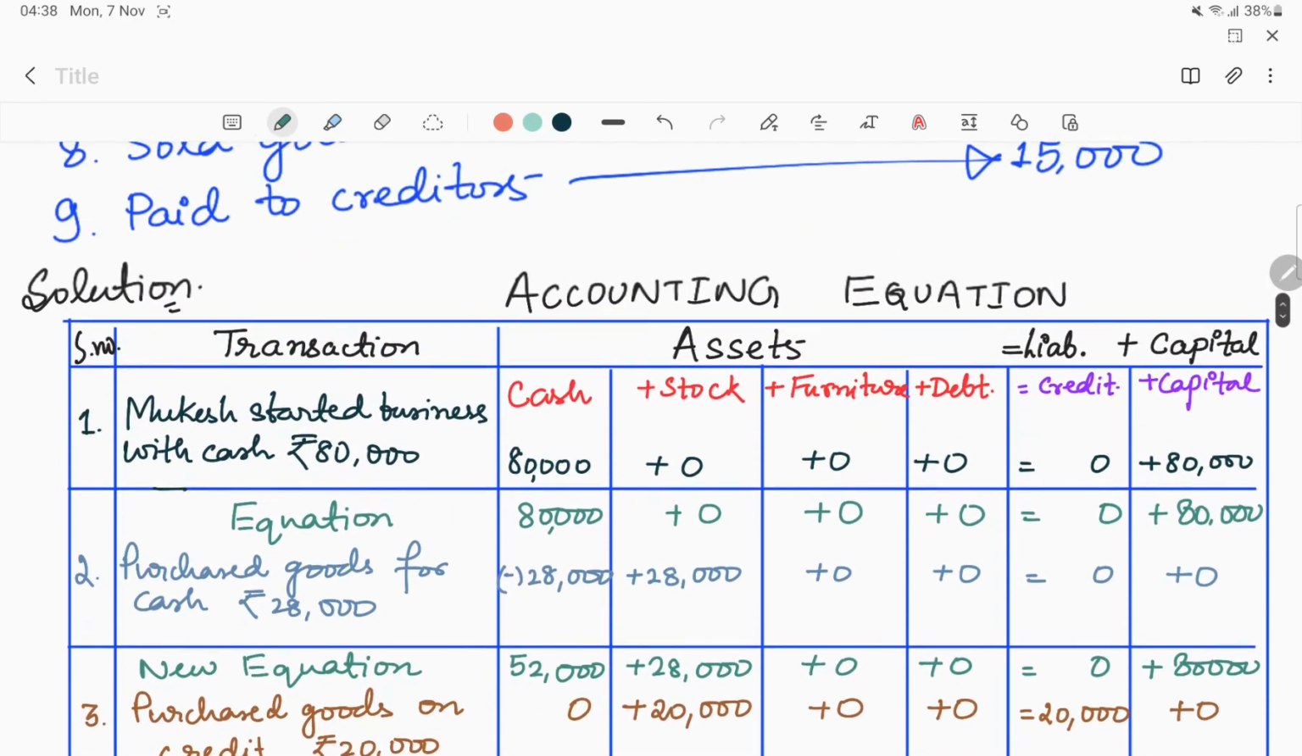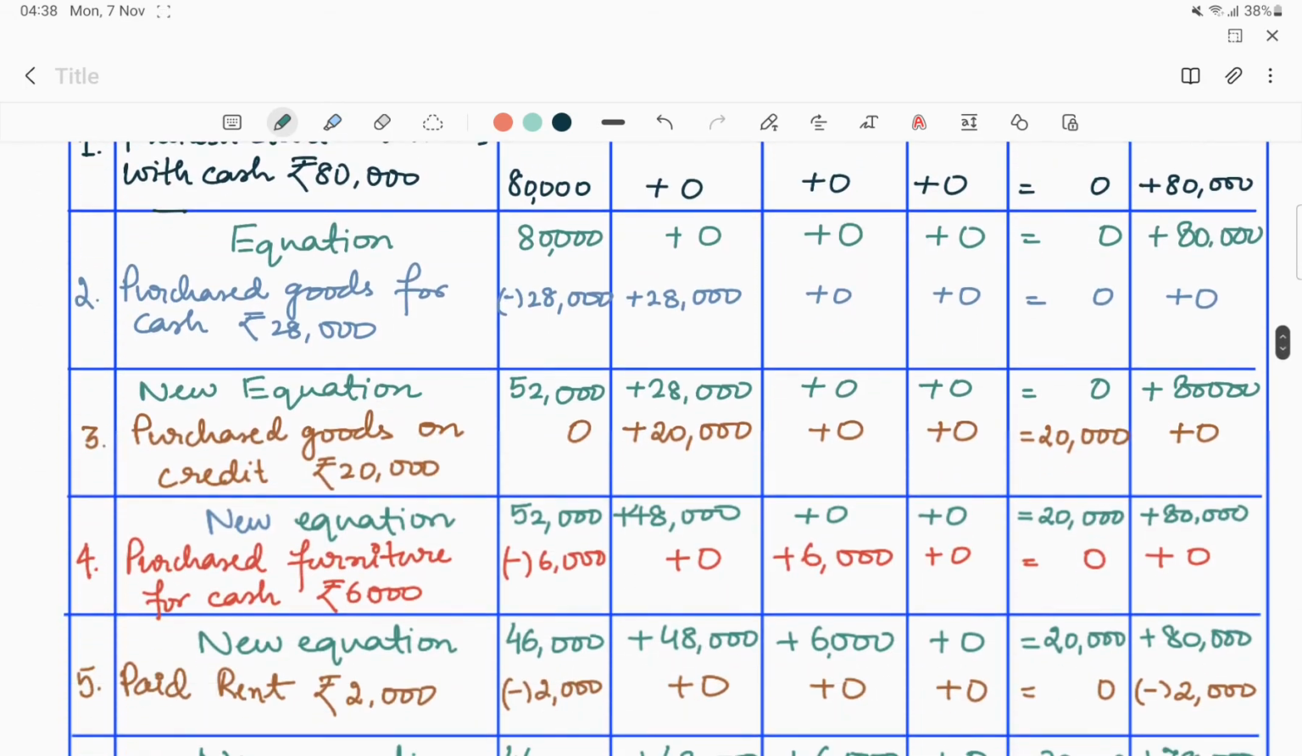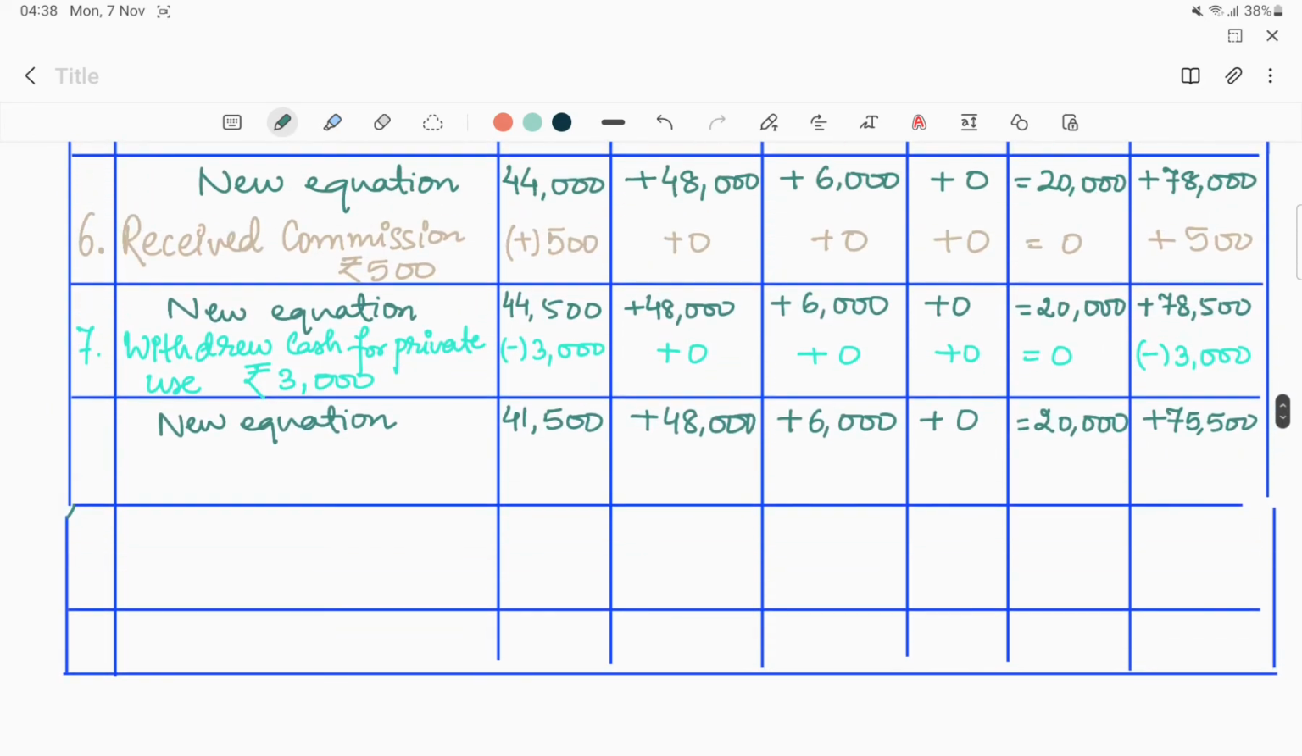Now let's see the 8th transaction. In the 8th transaction, he is selling goods on credit. But in this transaction, you have to keep in mind that the goods he is selling at 40,000 rupees cost Mukesh 30,000, so that means in this transaction you have to show the profit of 10,000 also. So how to write it? Let's see here.